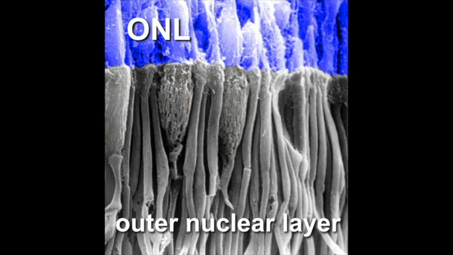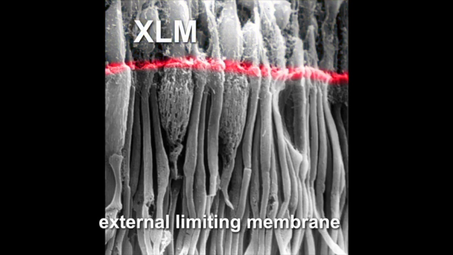The photoreceptor nuclei form the outer nuclear layer of the retina. The nuclei of the cones are located directly adjacent to the external limiting membrane. A red band highlights the external limiting membrane in this scanning micrograph. The external limiting membrane is a belt desmosome composed of leaky adherent junctions that join adjacent photoreceptors and Mueller cells.